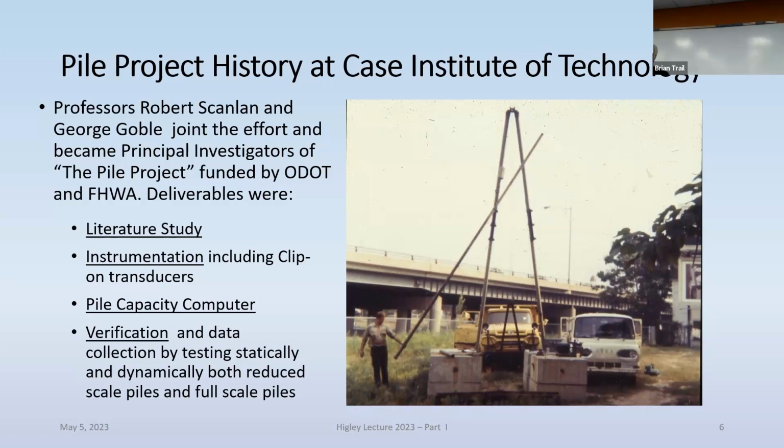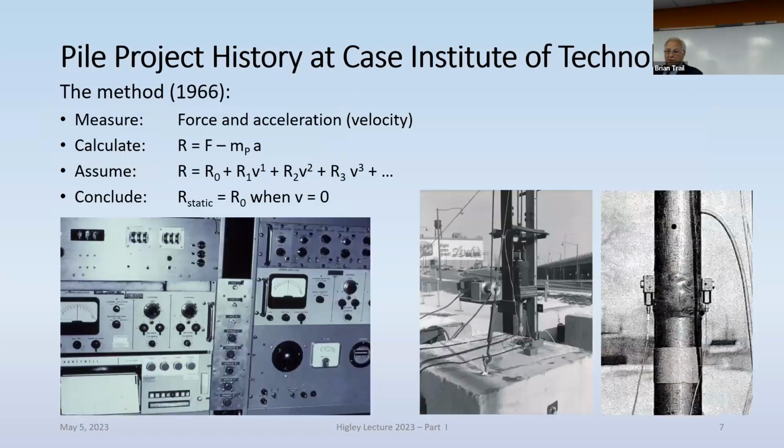And then there was, of course, also a pile driver. You see that in the middle picture here. And there were gauges put on the pile, foil gauges and accelerometers attached. And all these signals went into our van that we had. And you see here on the left-hand side, the instrumentation package that we put together eventually.